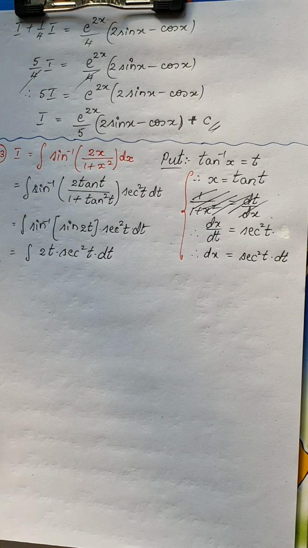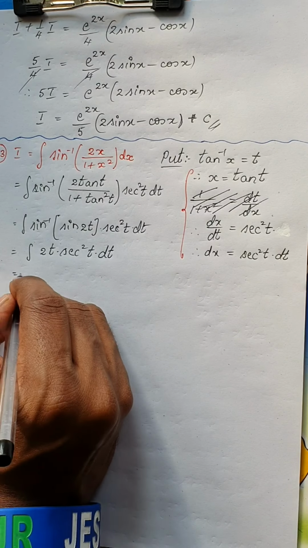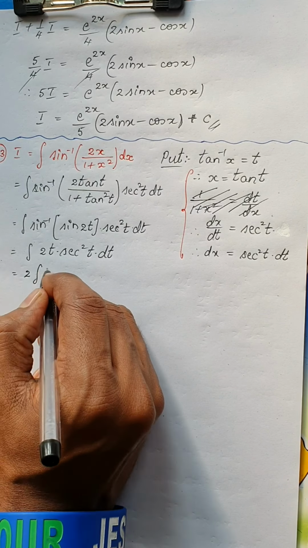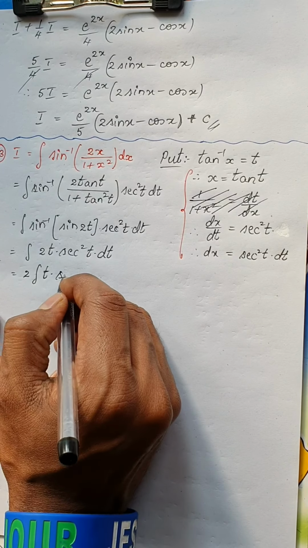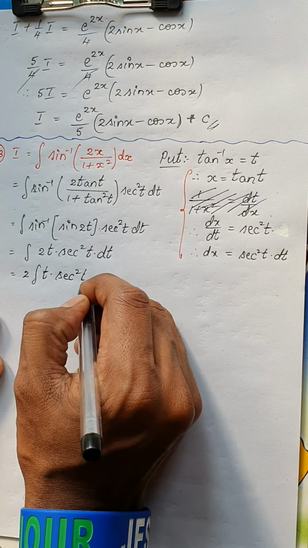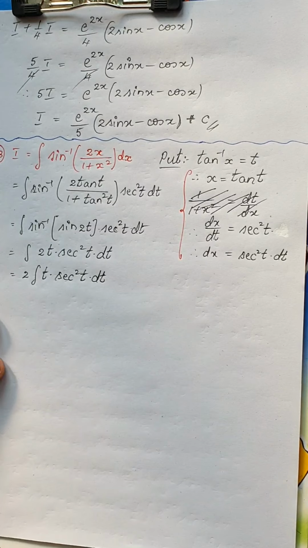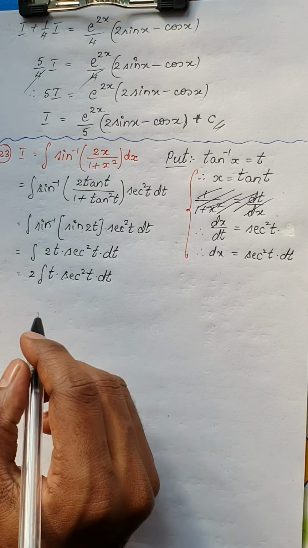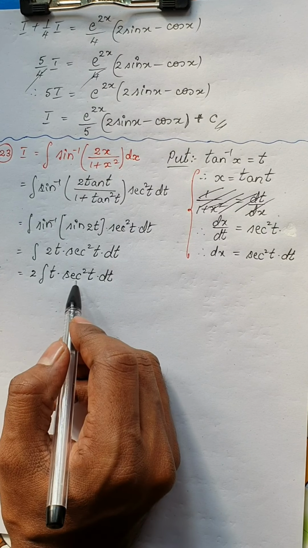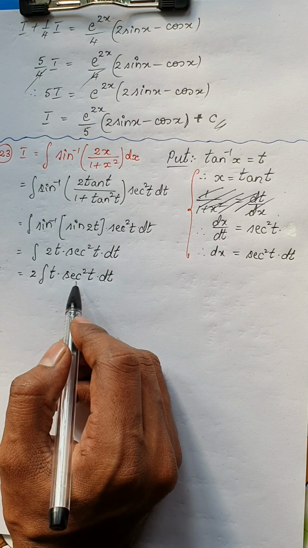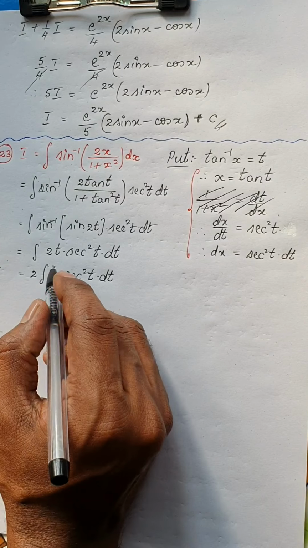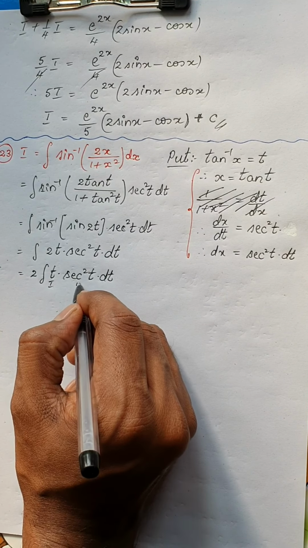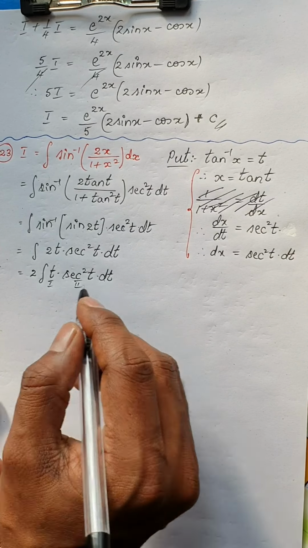Okay, so let us further simplify this. 2 is a constant, let me keep it outside. The integral will reduce to t into secant square t dt. Therefore, again now I have the product of two functions. One is algebraic, one is trigonometric, because secant is trigonometric, isn't it? So I will consider t algebraic as the first function and trigonometric as the second function.